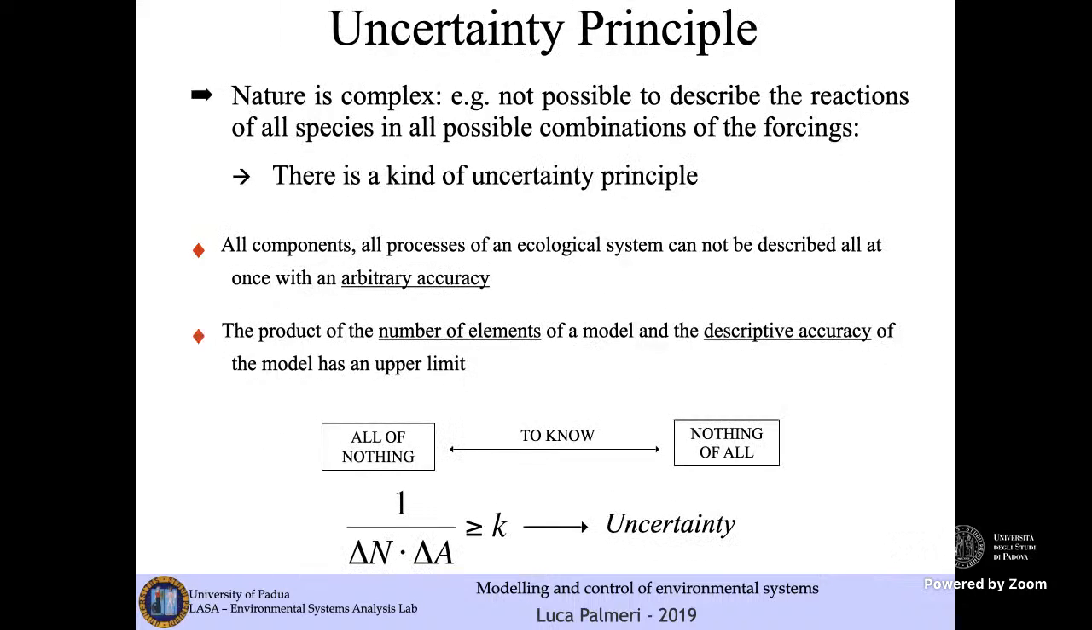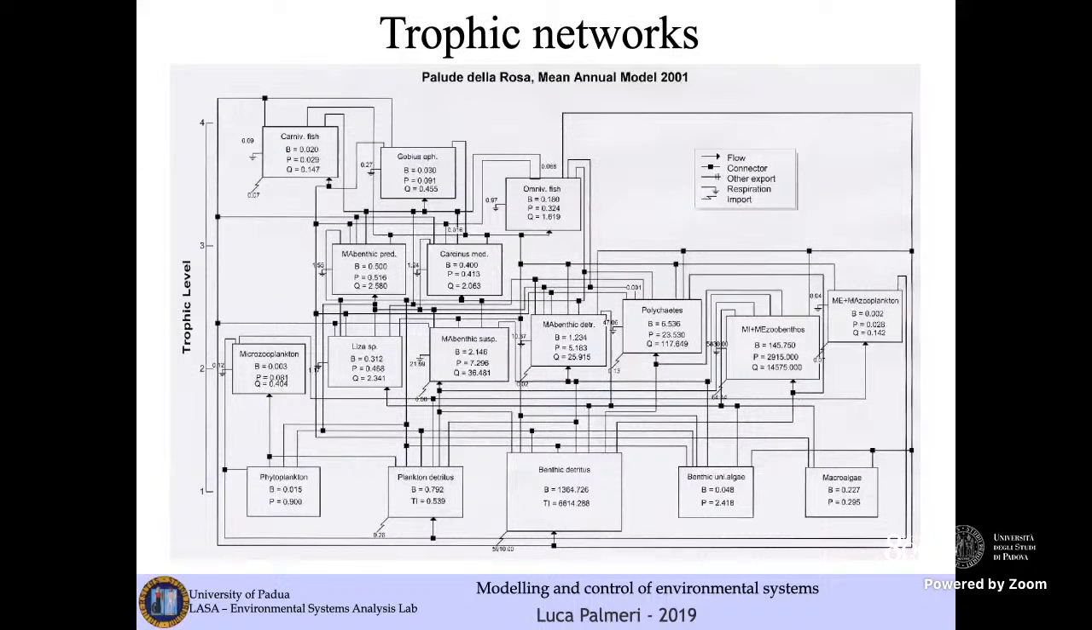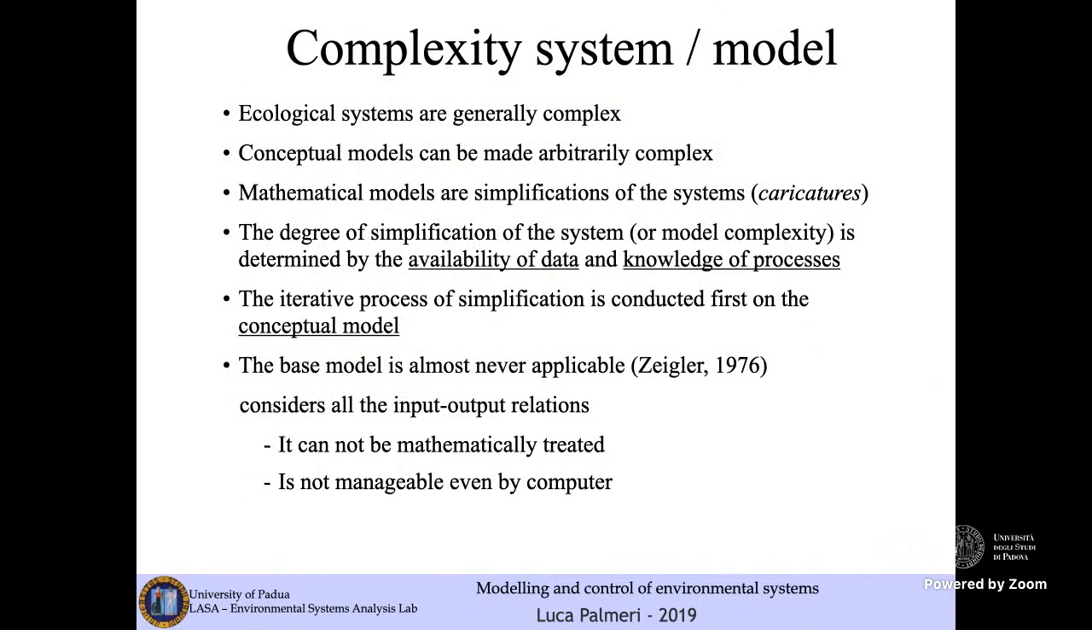I recall to you that these are 1, 2, 3, 4, 5, 6, more than 20 state variables and a lot more flows, so processes, relationships between state variables. So we may say that conceptual models can be made arbitrarily complex. Mathematical models, of course, are simplifications of the systems. We may say that they are caricatures, in which the modeler focuses his interest on a peculiar aspect.